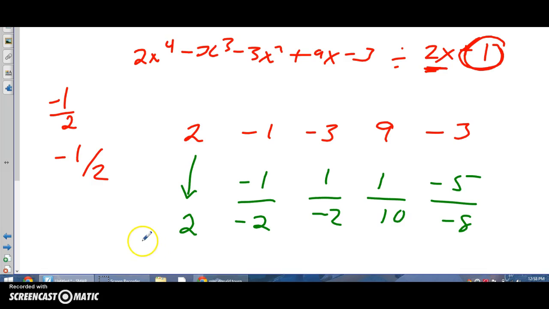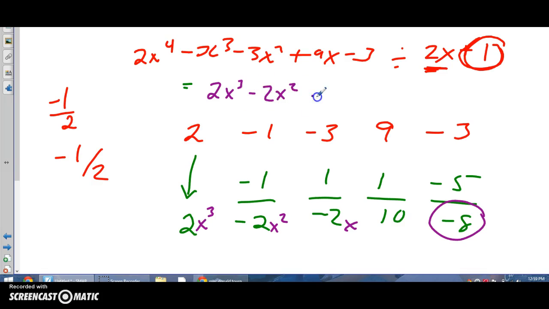So what that is telling me is that when I divide this by this, so 2x plus 1 into there, I end up with 2x cubed. So this is my x cubed now, this is my x squared, this is my x, and this is my constant. This is my remainder. So I'm left with this minus this plus 10, and then that times 2x plus 1, and then I have a remainder of minus 8. Okay, so that's synthetic division.